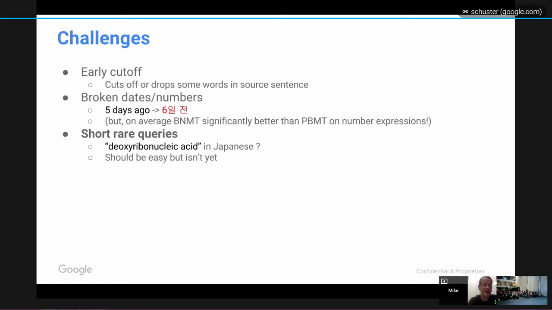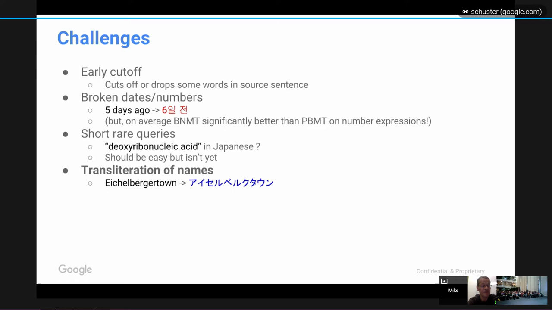So finally, short rare queries, like for example, DNA in Japanese, is something that should be very simple to translate, because for humans, you just look it up in a dictionary, but the system cannot do this well yet. Transliteration of names is an important part, for example, for Russian as well. And transliteration doesn't always work, and it is sometimes also hard to generate because you don't know whether you want to translate the word or you want to do a transliteration of it, and that is very context dependent.